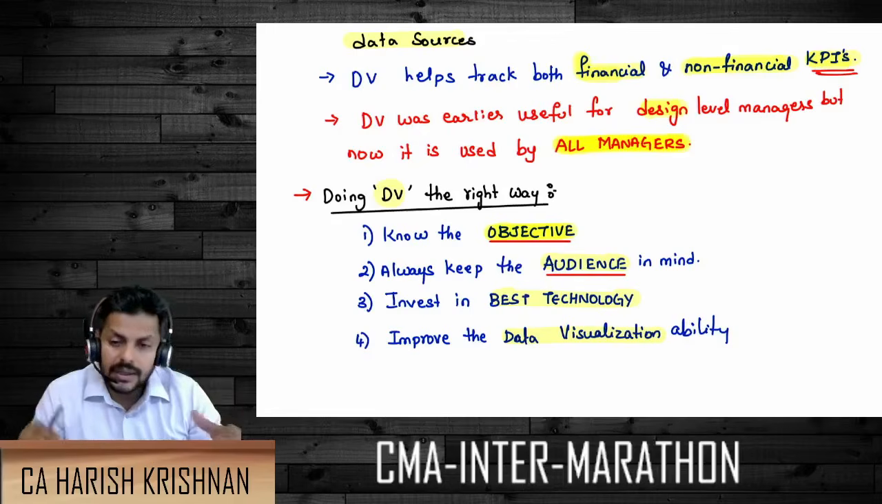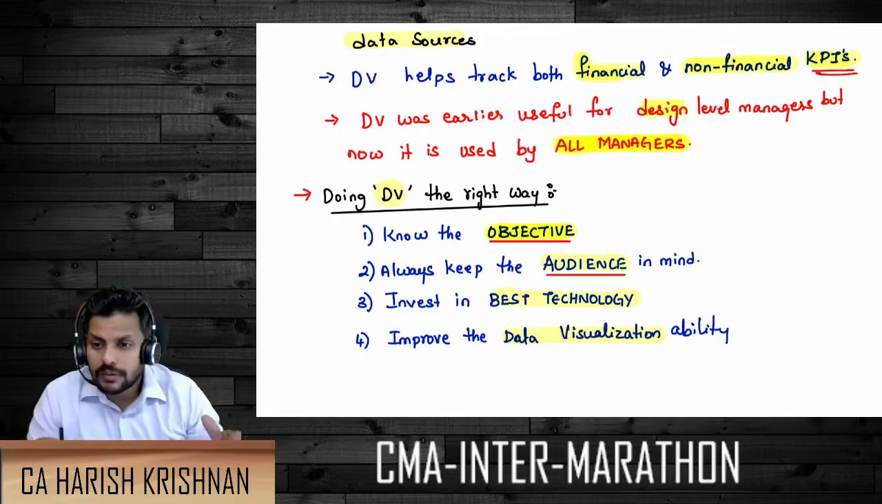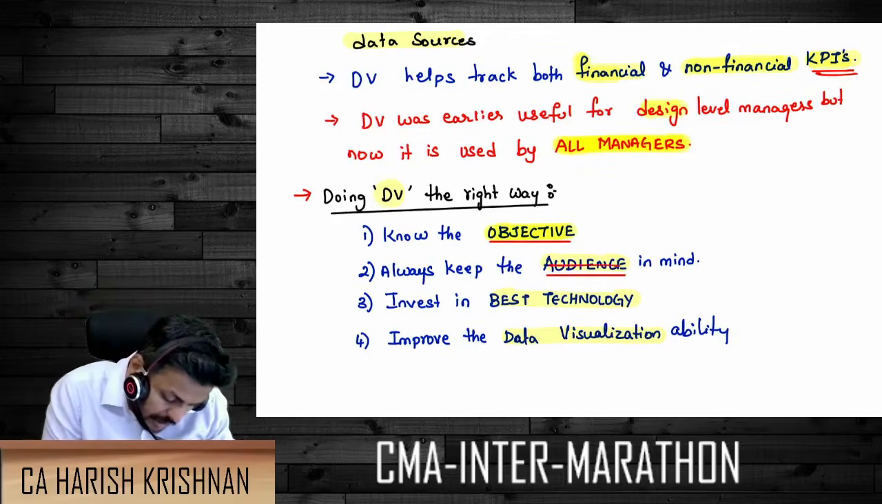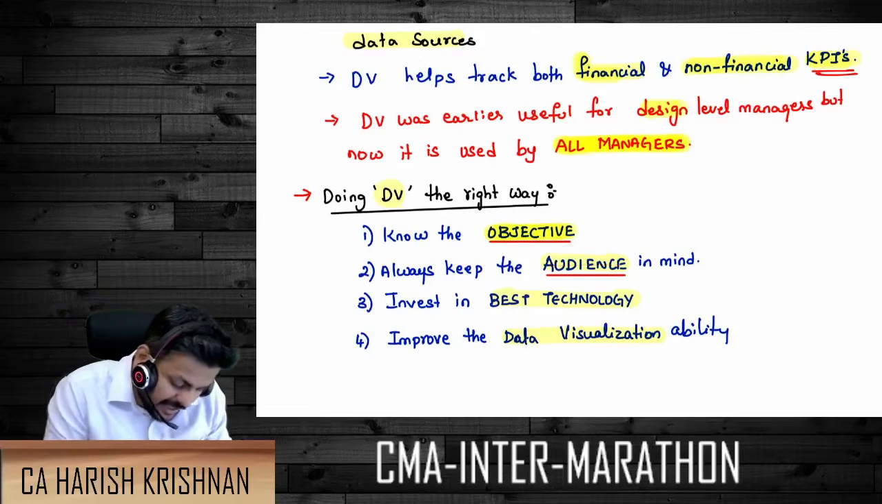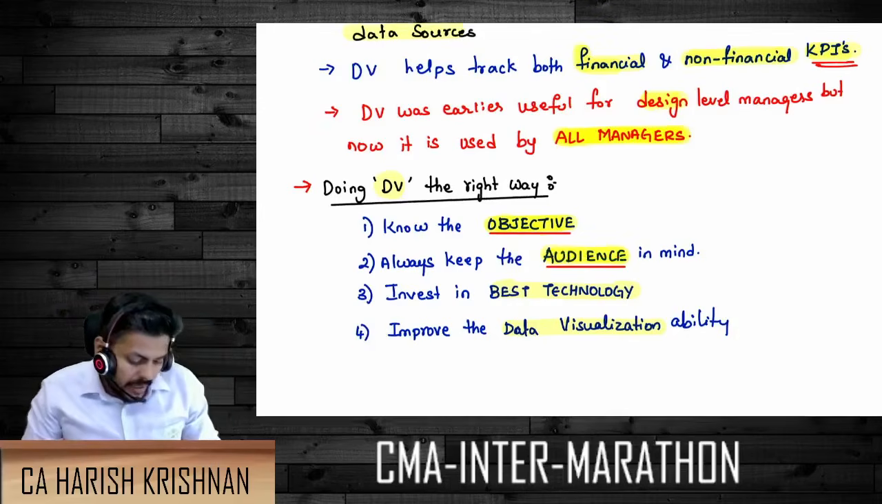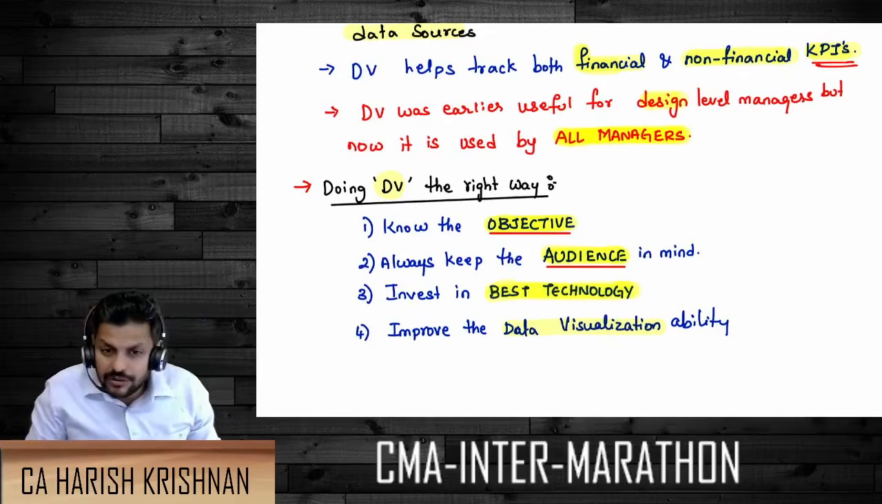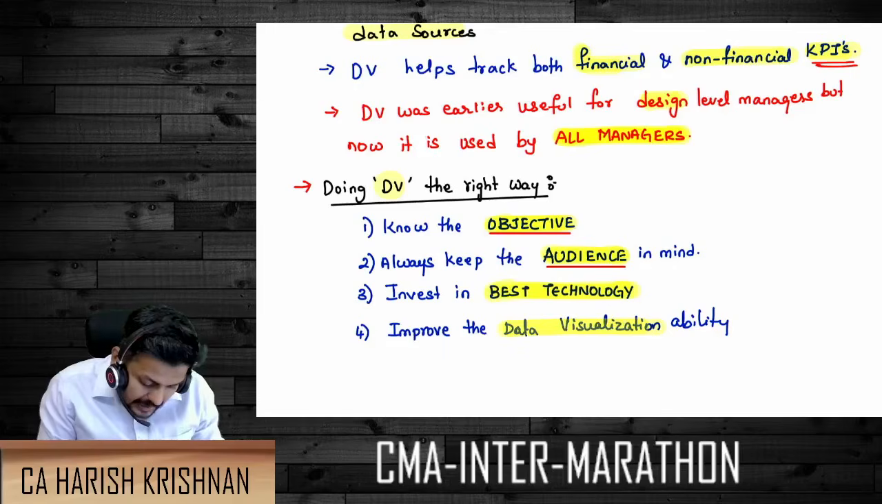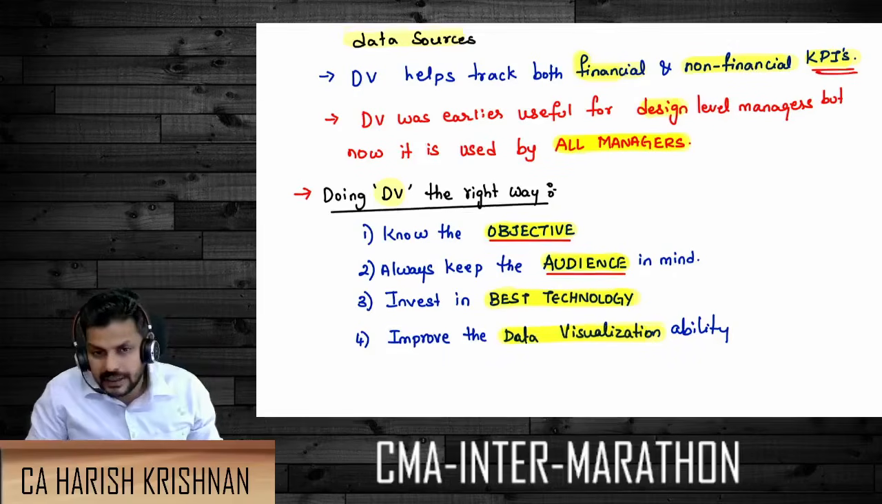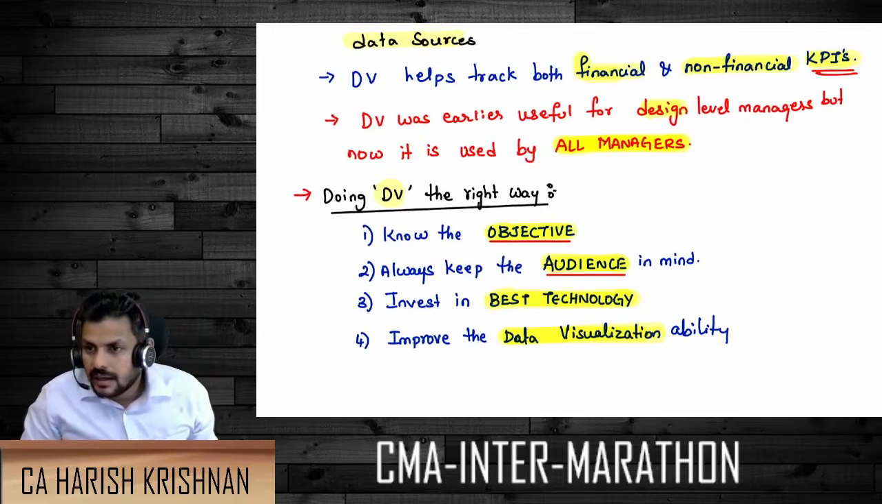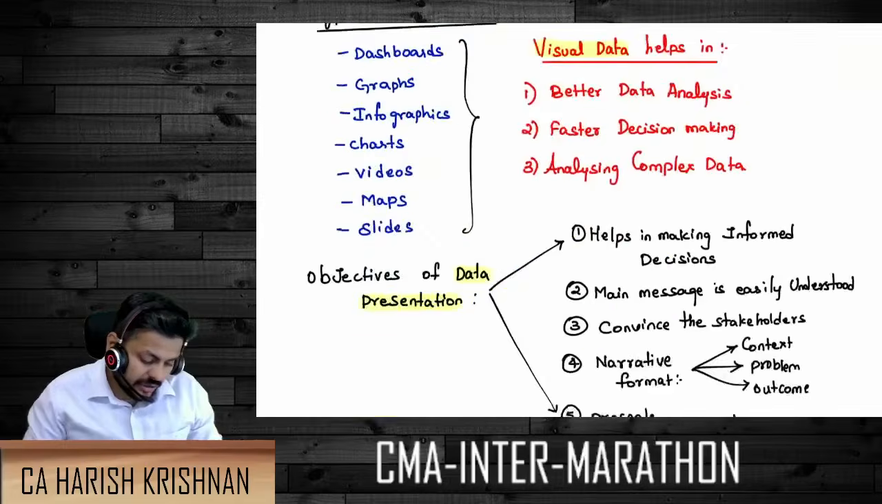So that is why, know your audience. Who are you giving it for? If you know clearly who you are giving it for, that itself solves a big deal. Always keep the audience in mind. Invest in the best technology, and improve the data visualization ability. So all these are the four steps of doing the data visualization in the right way.